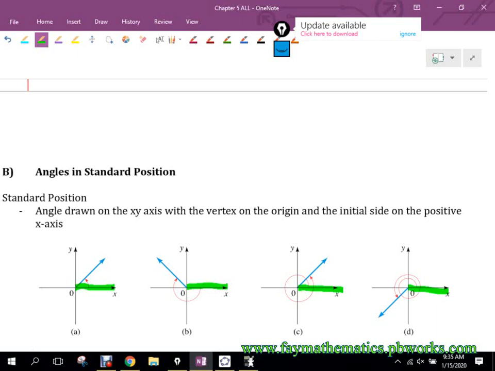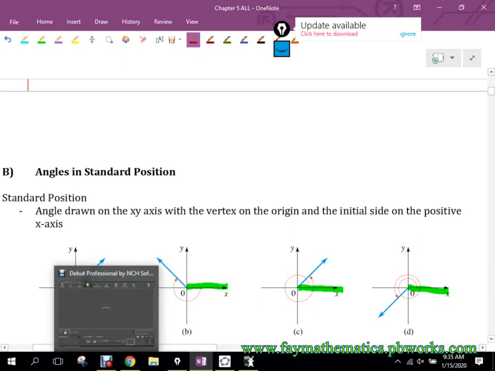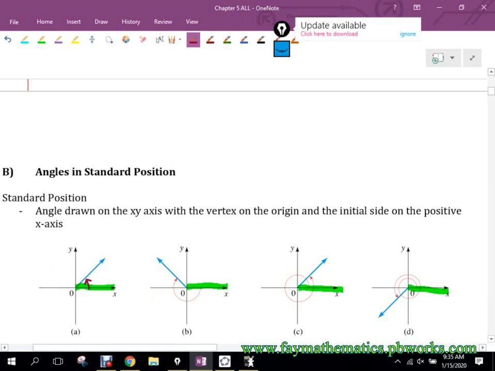Now, when we draw our terminal ray in, like, the first quadrant, we like to demonstrate with this little arc the amount of movement that our terminal ray has made. Does that make sense?